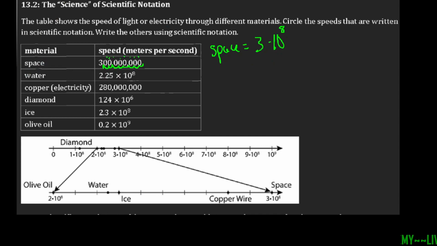Then for water, water is already in scientific notation, so water is good, so I'll circle that one. Then for copper, we're talking about electricity, we have that in standard form, so we need to change it over. Here's my decimal place. I need to move it in between the 2 and the 8. So I have 1, 2, 3, 4, 5, 6, 7, 8. Make sure it's in between those two values. So copper is going to be equal to 2.8 times 10 to the power of 8.